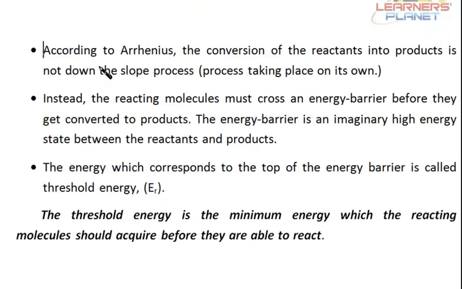According to Arrhenius, the conversion of reactants into products is not a downslope process. Downslope means this is the process taking place of its own. Instead, the reactant molecules must cross an energy barrier before they get converted into products. The energy barrier is an imaginary high energy state between the reactants and products.